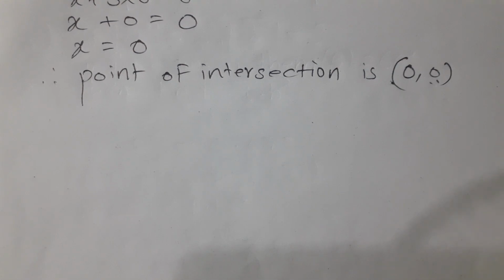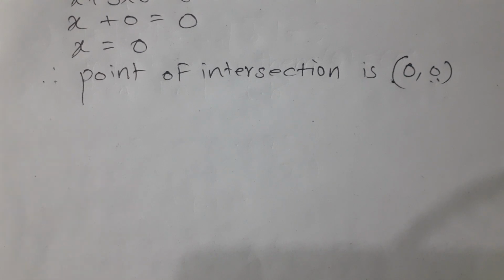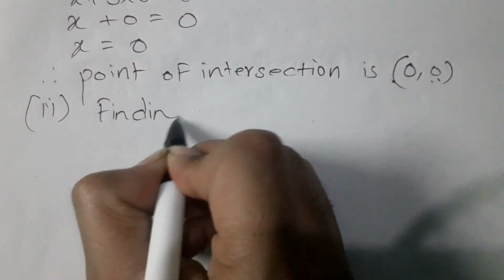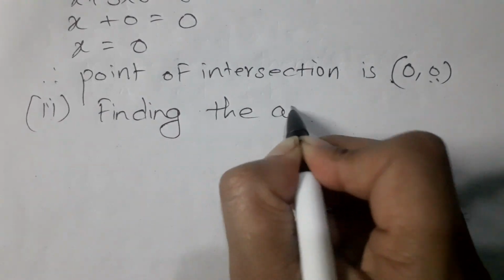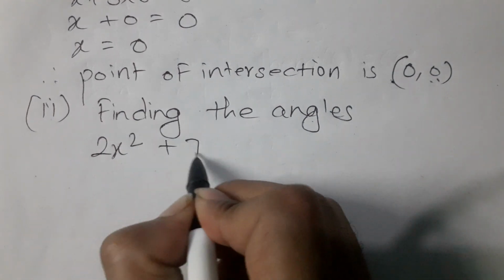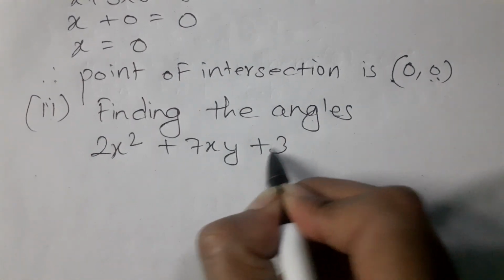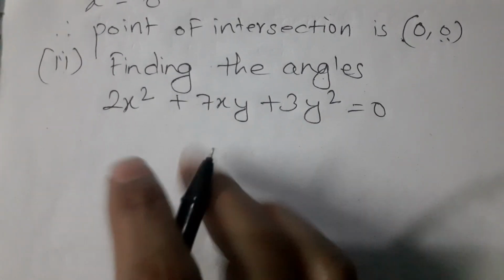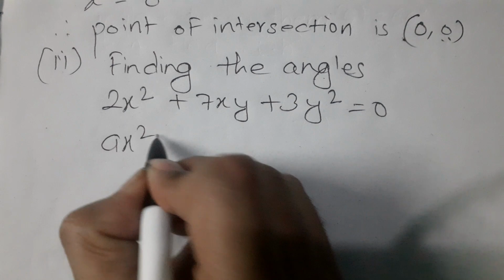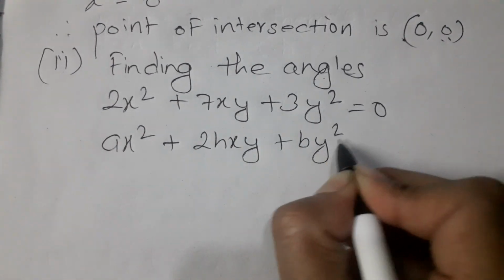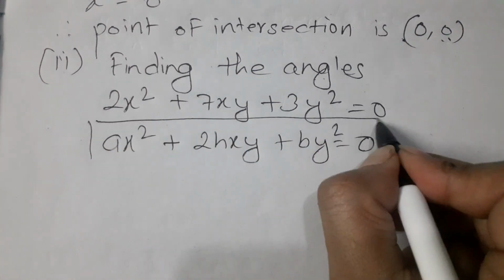So now our second question in the same question is we are supposed to find the angle between them. So now our number 2 is finding the angles. Now let me tell you, how to find the angles when a homogeneous equation is given. So this is your homogeneous equation. There is one special format of the homogeneous equation, and that is ax square plus 2hxy plus by square equals 0. So this is actually the format of the homogeneous equation.